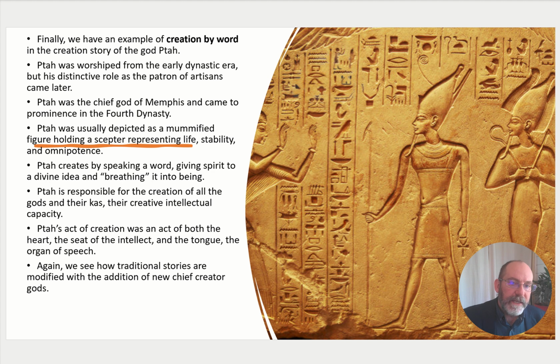And he's usually depicted as a mummified figure holding a scepter representing life, stability, and omnipotence. And he creates by speaking a word, giving spirit to a divine idea, and breathing it into being. So we can see how they have some similar ideas to what the biblical account has. And so, like I said, some of these things come about later. So it makes it interesting to consider where these accounts may have come from.